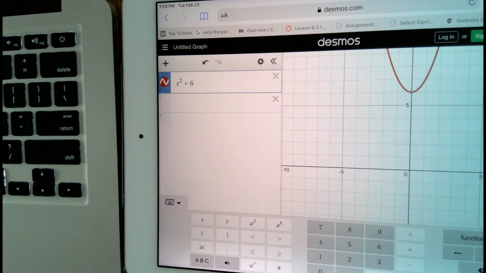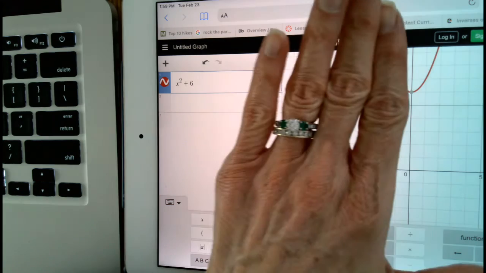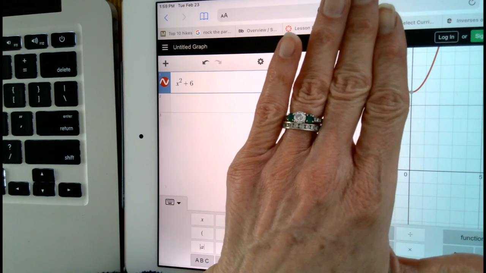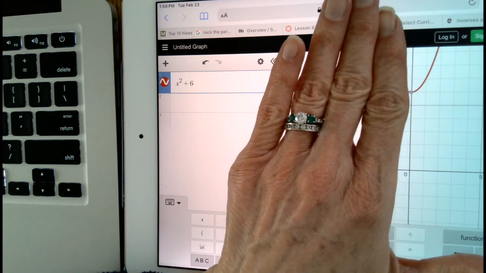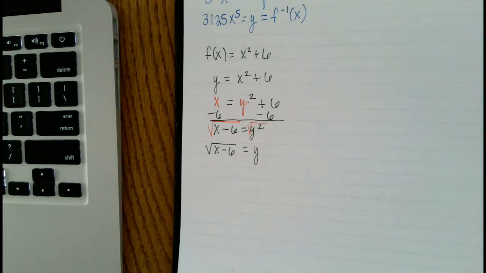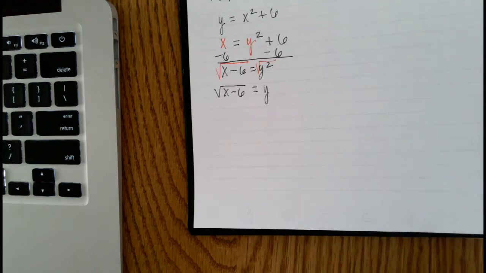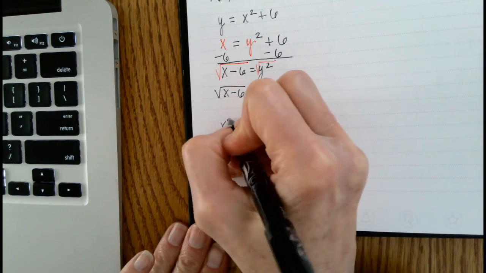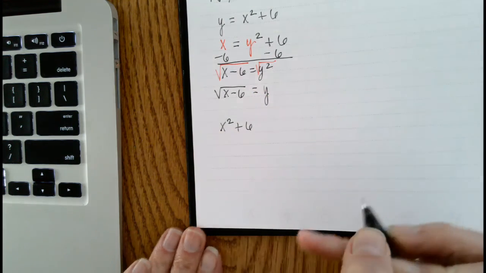But here is the picture of x squared plus 6. And what happens is if you're dealing with x is greater than or equal to 0, you're only dealing with this portion of the graph. And you can type that into Desmos, but I cannot get it on my iPad because what you need to type into Desmos is x squared plus 6, which by the way is the original problem.